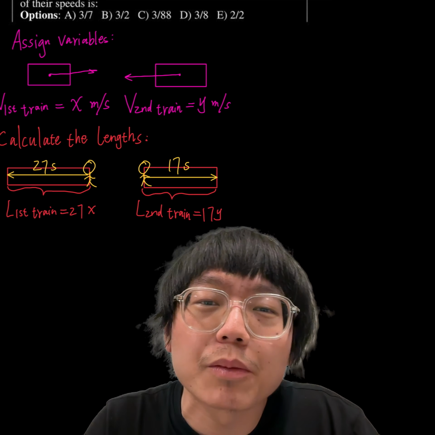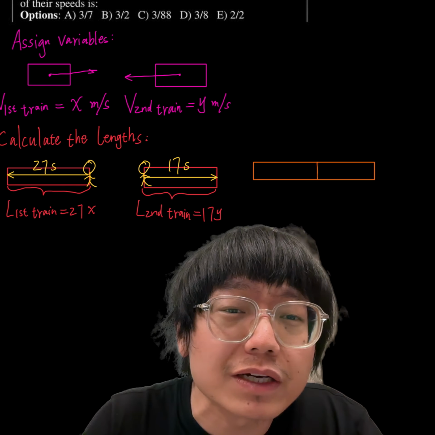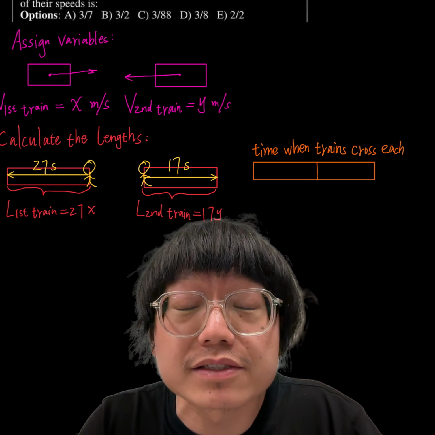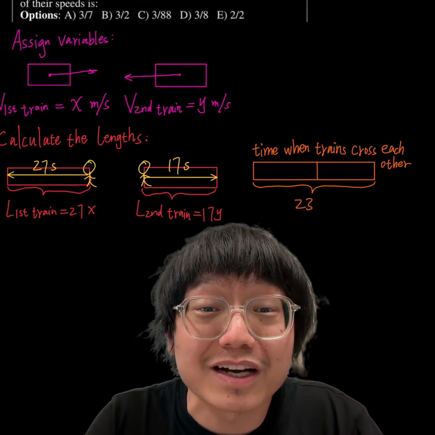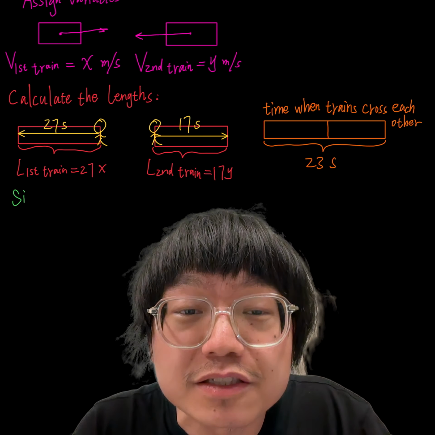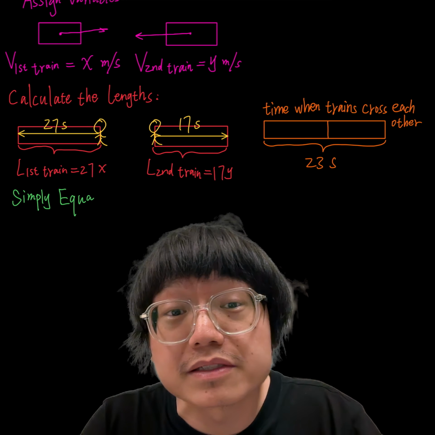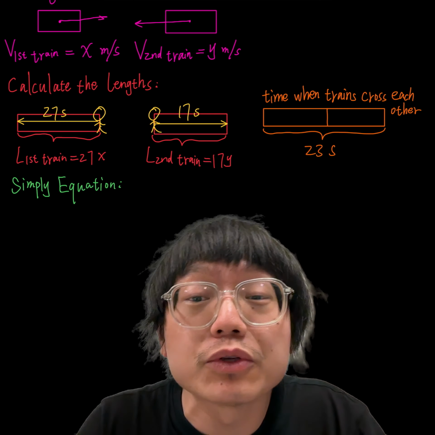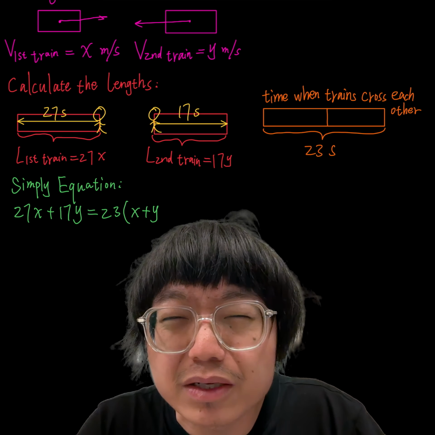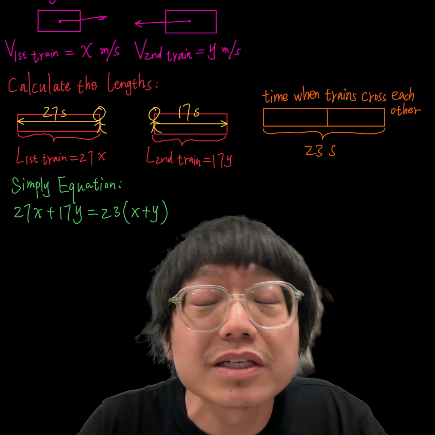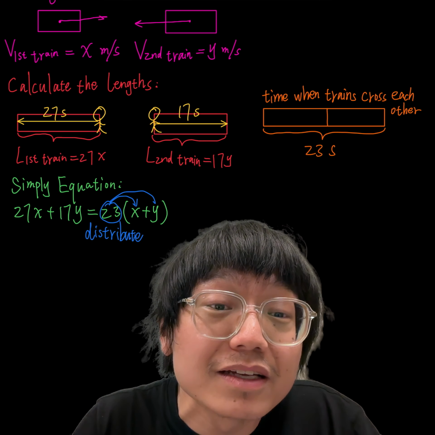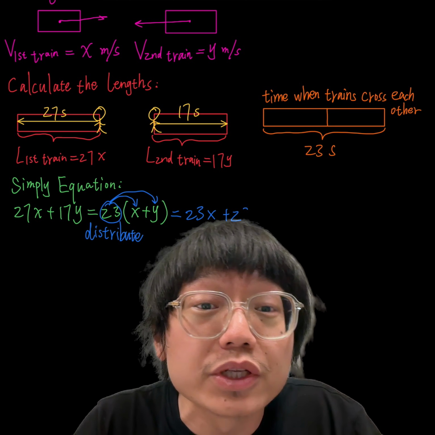In the third step, we apply the condition for when the trains cross each other. When these two trains cross each other, they cover the total distance of both trains combined. The time it takes to cross each other is 23 seconds. And the fourth step is we simplify the equation step by step to derive the relationship between x and y, which is 27x plus 17y equals 23 times the quantity x plus y. And then we distribute the 23 on the right side, so we get 23x plus 23y.